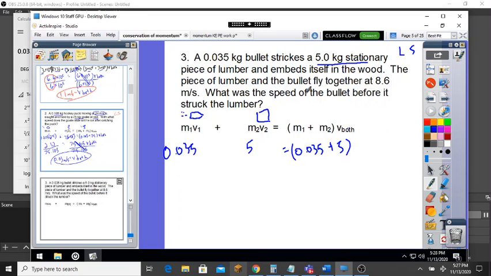The piece of lumber and the bullet fly together at 8.6 meters per second. So here the bullet is obviously going to crash into a piece of wood that's not moving. Once, let's put right here, they collide.